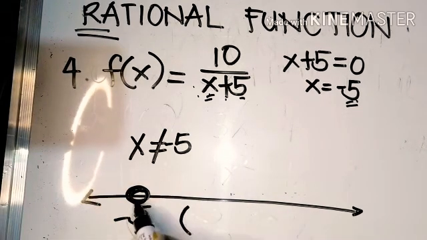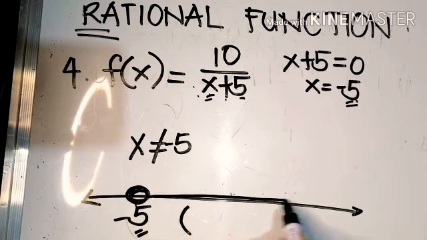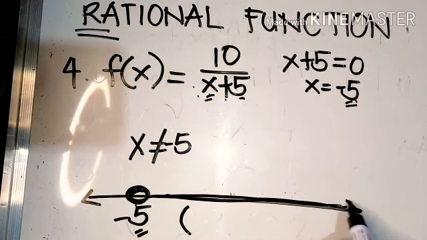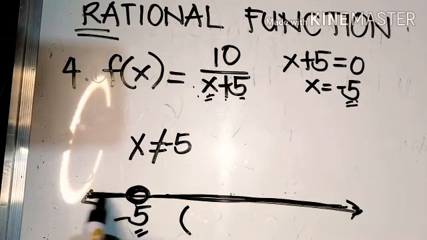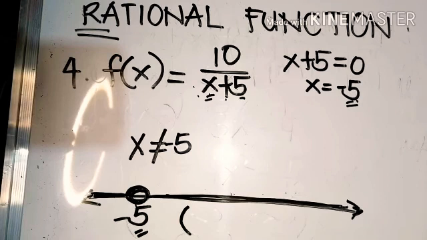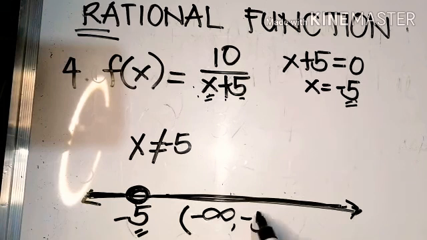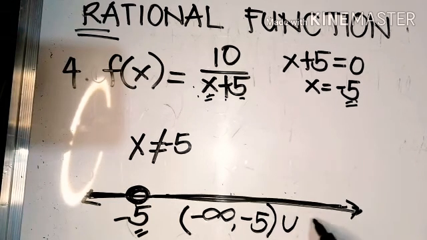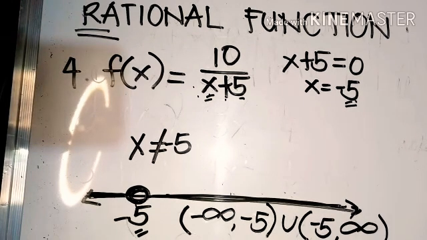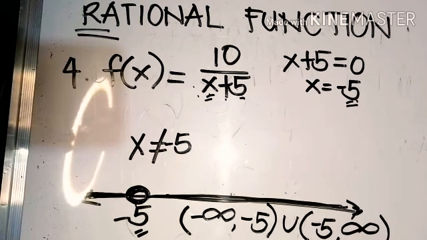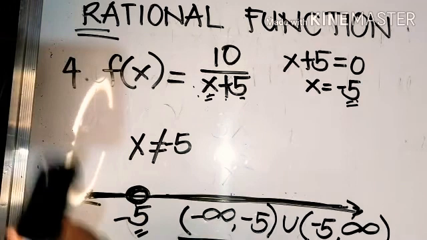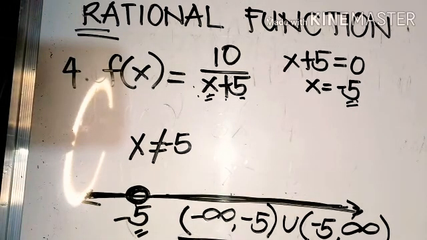Kasi nga, except lang yung negative 5 dahil magiging 0 yung denominator pag ginamitan natin ng negative 5 na value ng x. So, kahit anong number na negative maliban sa negative 5 at kahit anong number na positive. So, how are we going to write it in interval notation? So, papunta siya sa negative. So, negative infinity, comma, negative 5, close parenthesis, the union of negative 5 to positive infinity. So, parenthesis kasi hindi included si negative 5. Pag hindi included, parenthesis ang gagamitin natin.